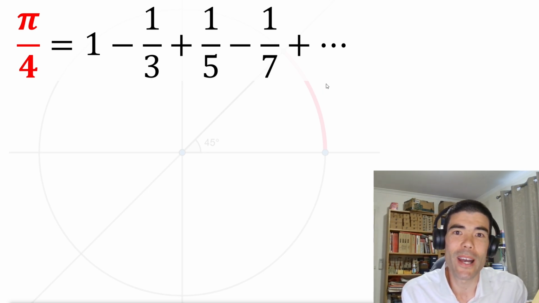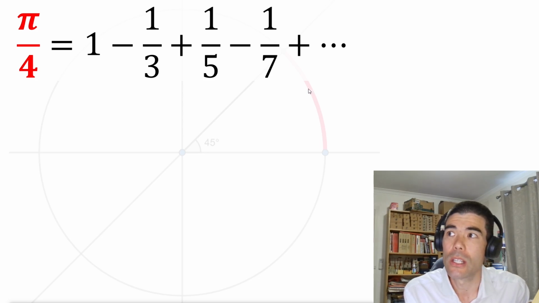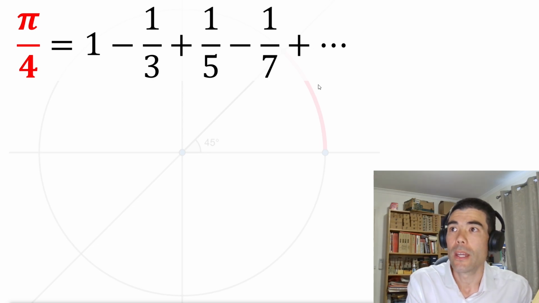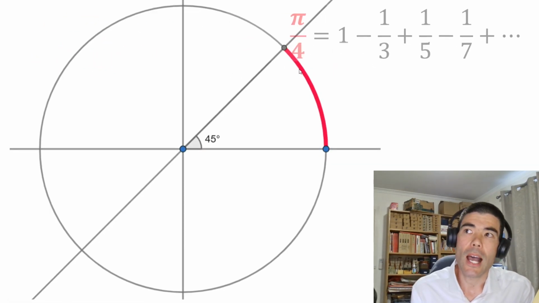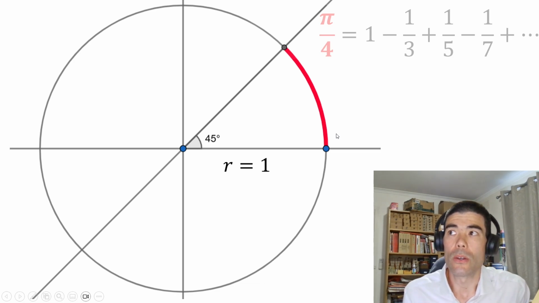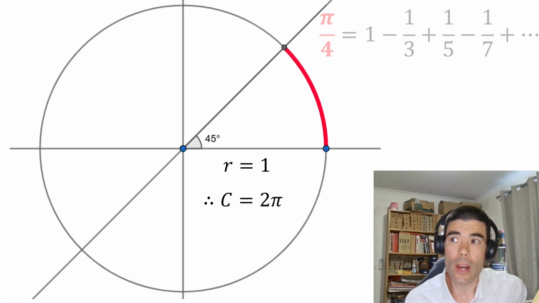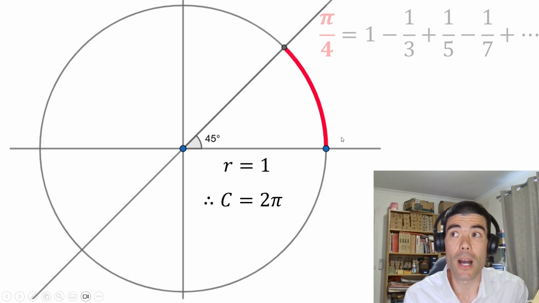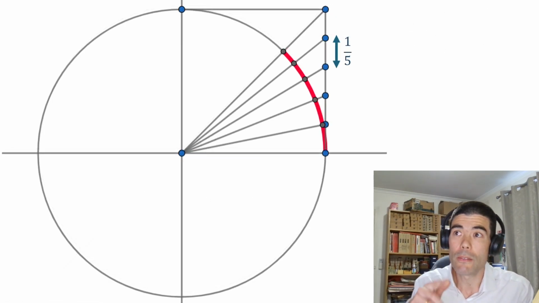In this video I'd like to talk about how those ancient Indian mathematicians proved that this infinite series actually gives us pi on 4. And what they did was to use this arc of a circle. This circle has radius 1, so its circumference, being 2 pi times the radius, would be 2 pi. And what we have here is 1/8 of the circumference. So this length here will be pi on 4. And what they did is to prove that this length here is equal to 1 minus 1/3 plus 1/5, etc. By breaking up this arc into lots of little bits.